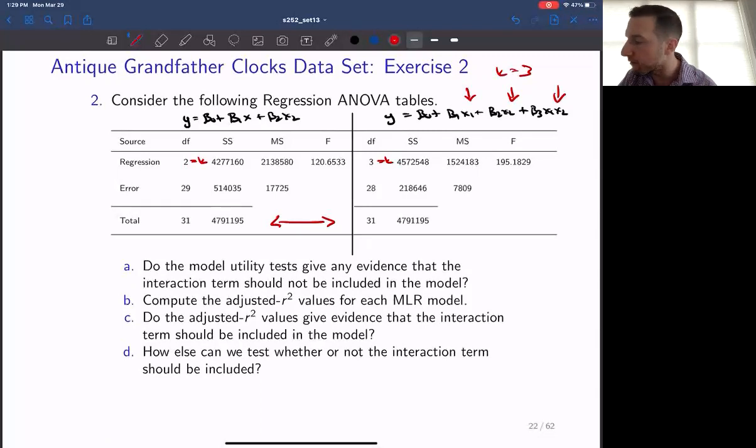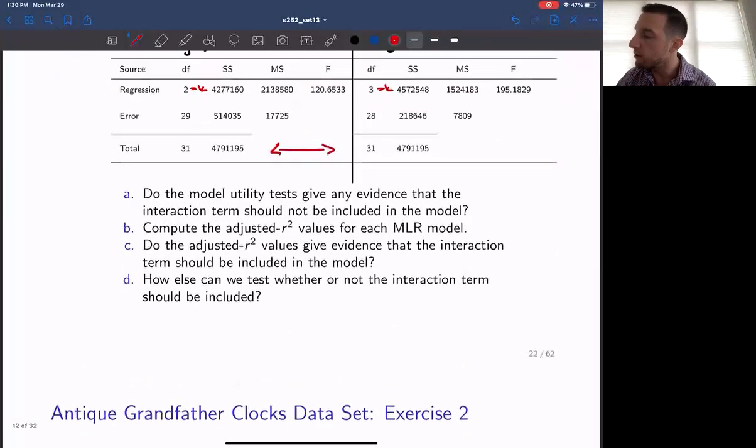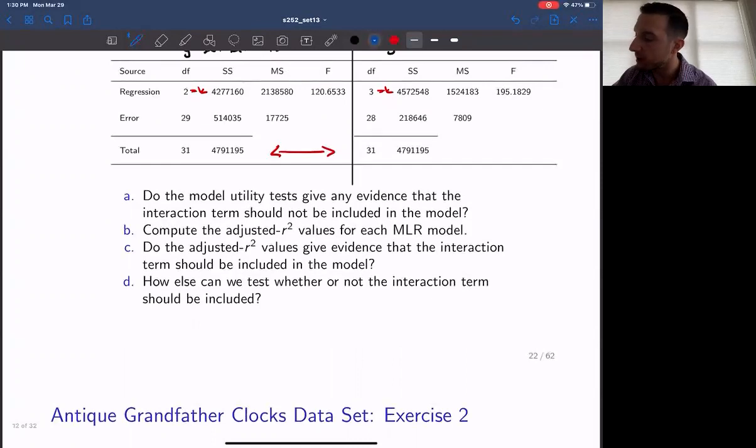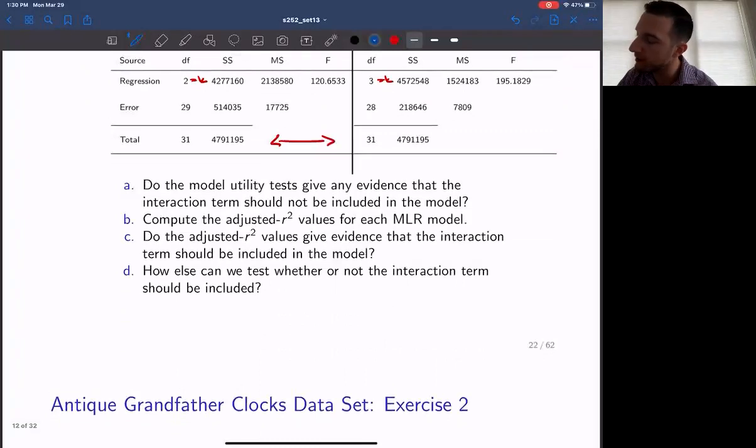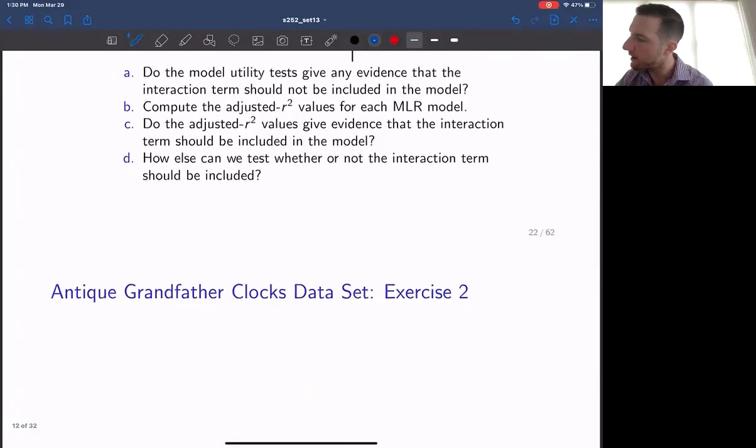All right, now the influence of that, of course, is going to be that the sum of squares are going to change as well. So we have the same totals, but our regression source and our error source are changing for each model. And as a result, the F statistic changes for each model as well. So we can use this to perform the model utility test for each of the models. In particular here we have, do the model utility tests give any evidence that the interaction term should be included in the model?